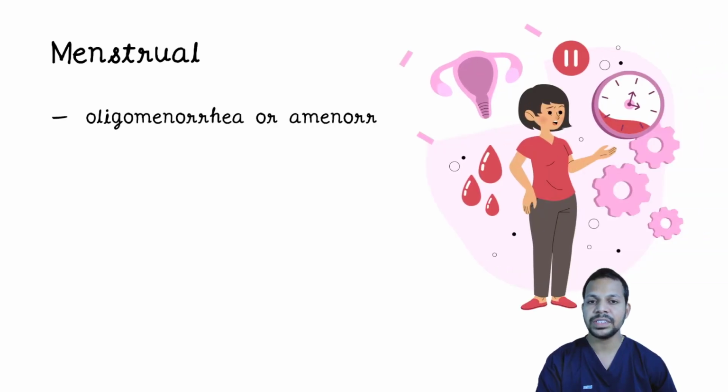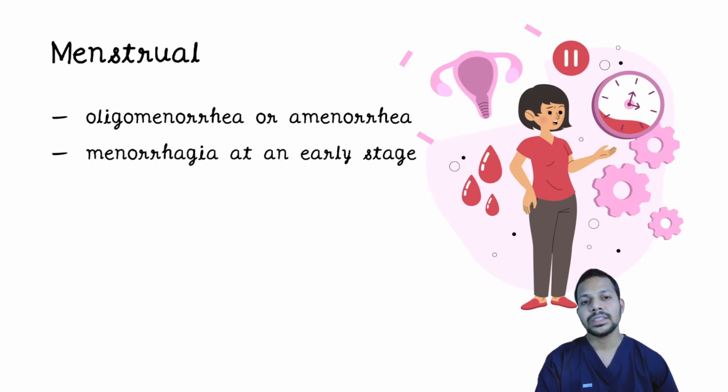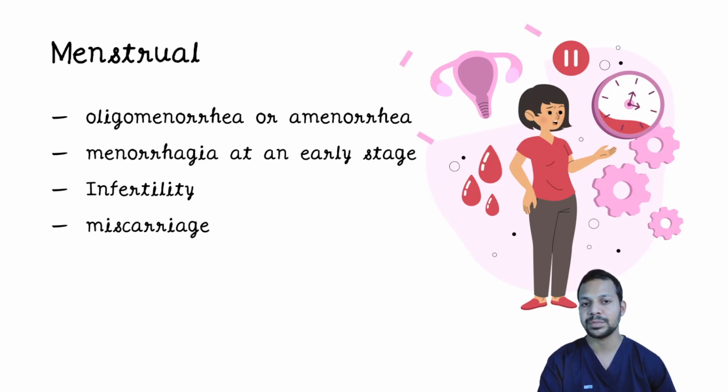What happens to the menstrual system? Oligomenorrhea and amenorrhea are the commonest manifestations, but at the earlier stages of hypothyroidism, the patient can have menorrhagia, and there is reduced fertility as well. And if the patient is pregnant and she is having chronic hypothyroidism, the patient can also have miscarriage.